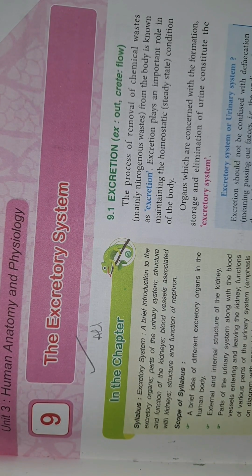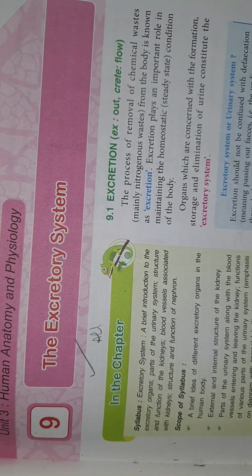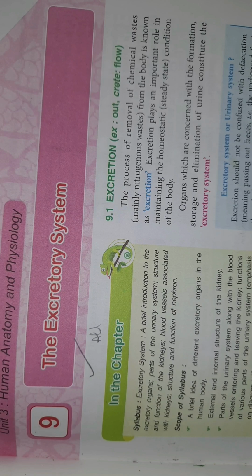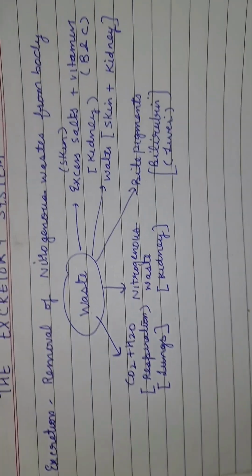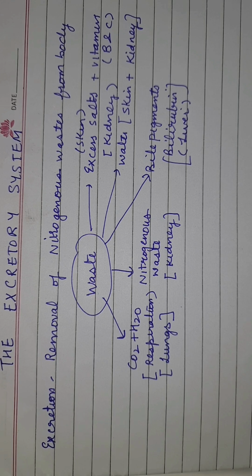So when it comes to the excretory system, we should know what excretion is. Excretion is nothing but the waste that has to be thrown out of the body, which is basically the nitrogenous waste. Nitrogenous waste means nitrogen containing waste. And now, what kind of waste does our body release? So these are the wastes.